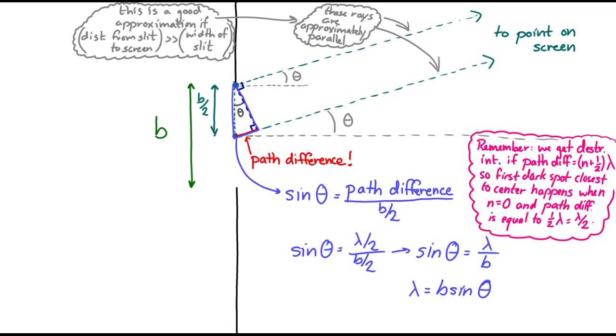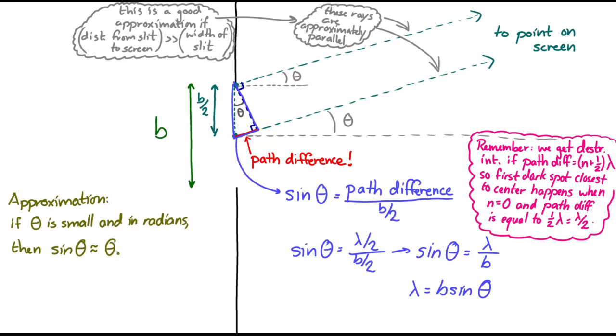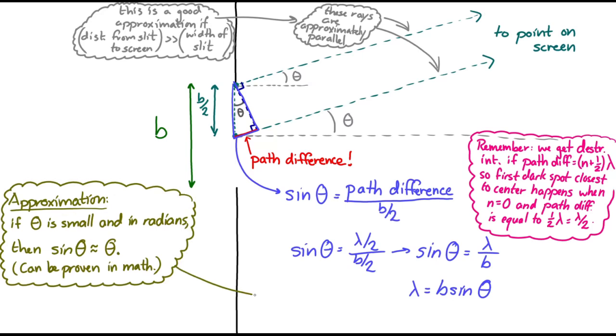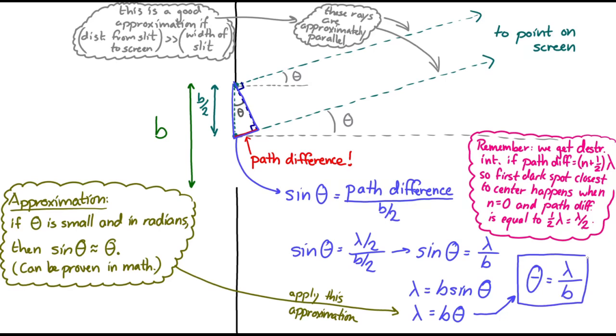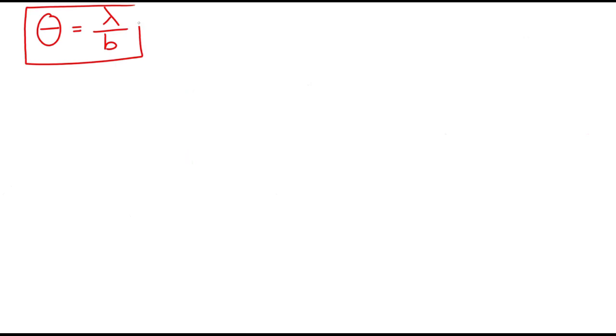I'm going to make an approximation. If theta is small and measured in radians, then the sine of theta is approximately equal to theta. Now, maybe you don't believe me, but that's true. It can be proven in math. I'm not going to take the time to do that right now. But if we make that approximation, if theta is small and measured in radians, then lambda is equal to b times theta, and theta then is equal to lambda over b. This equation tells us the angle that takes us to the first dark spot in a single slit diffraction pattern.